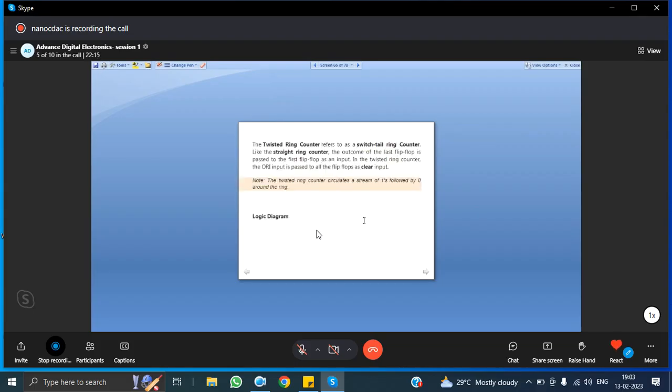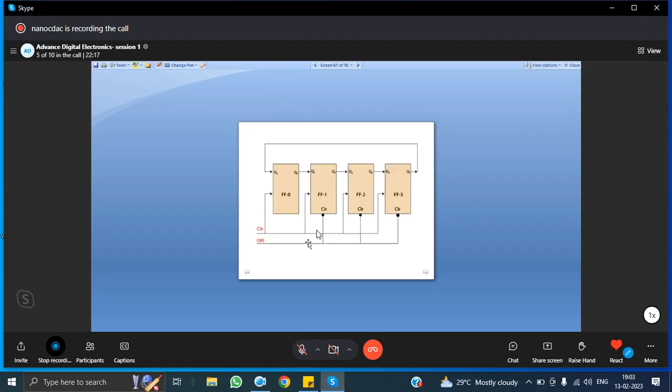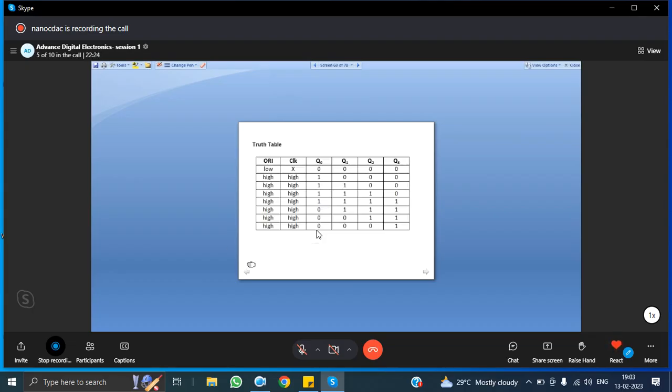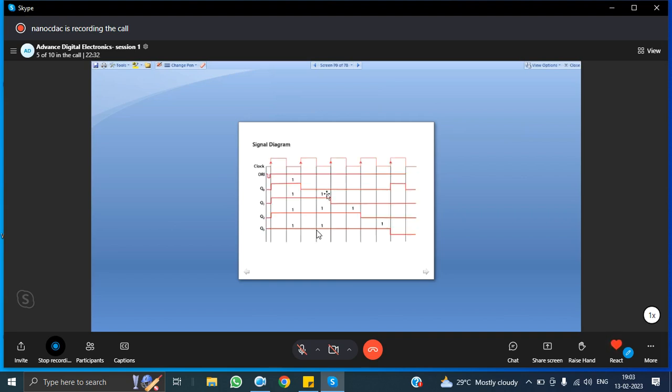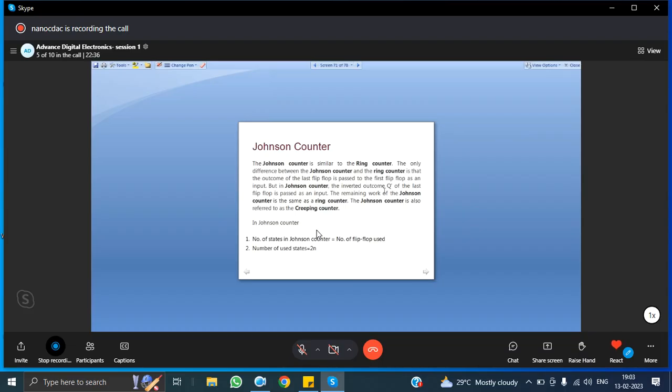Here you can see the circuit. Okay, so here whatever it is, it is passed as a clear input. The clear is different and this ORI is different. Okay, so this is the corresponding output of the twisted ring counter. This is the signal diagram. Next one is the Johnson counter, which is also very similar to the ring counter.